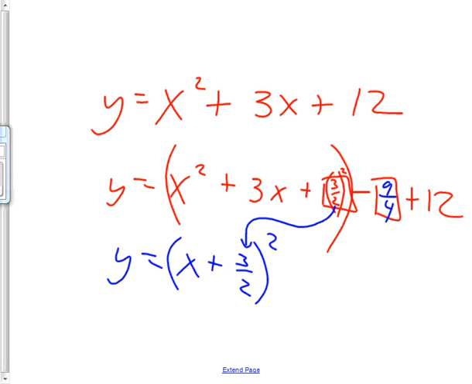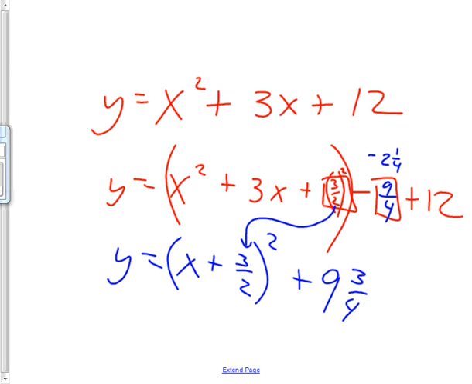Then, last thing I got to add is, let's see, 9/4 is really 2 1/4. So if I have a negative 2 1/4 and a positive 12, it's sort of like 10 minus 1/4, which would be 9 3/4. 9 3/4, yes. All right.